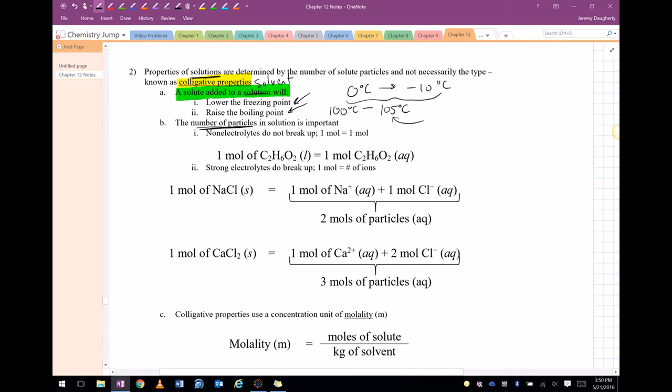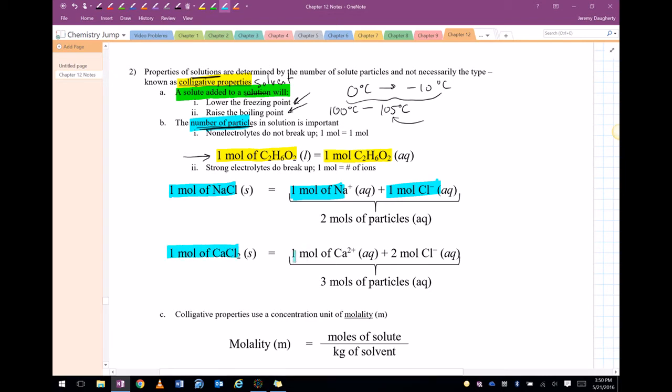One thing you have to remember is that a non-electrolyte, when you throw it in the water, won't break up. So if I throw in 1 mole of C2H6O2, I get 1 mole of C2H6O2. But if I throw in 1 mole of sodium chloride, I actually get 2 moles of particles out. So the number of particles is what matters. So now I have, instead of 1 mole of particles, 2 moles of particles. So I get twice the effect.